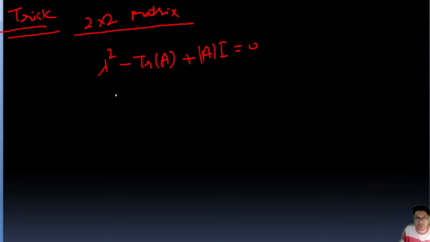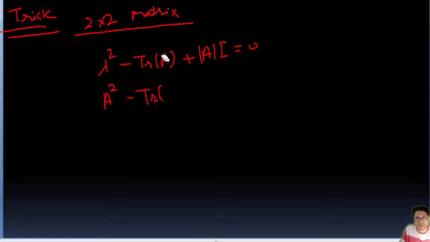So if you know this, then you can easily write, using the Cayley-Hamilton theorem, A square minus trace A, sorry, I made a mistake, trace of A, that's correct.